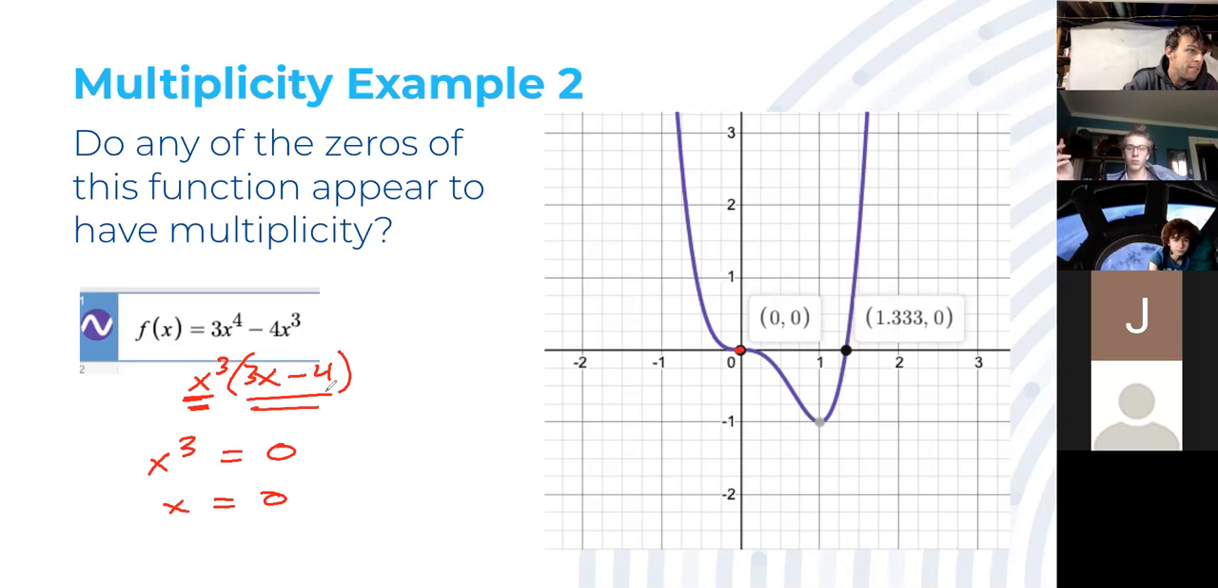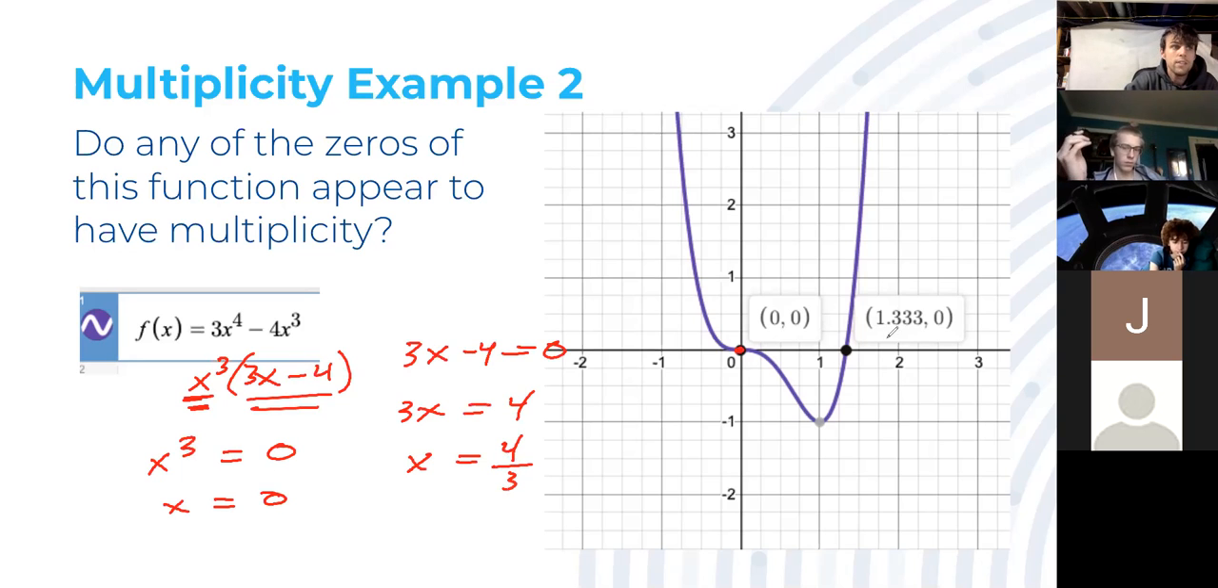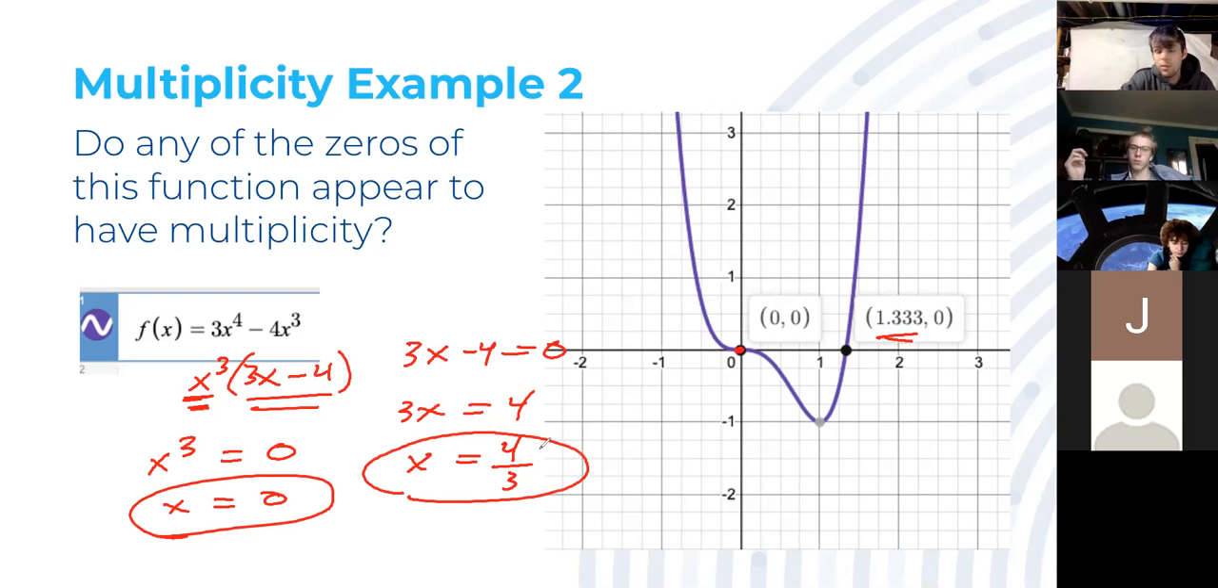And this one would only have a multiplicity of 1, which would give us this 0. Add 4 to both sides. Divide by 3. 4 over 3 is 1.3 repeating. So we can see our two zeros pretty easily by factoring, because this one wasn't too complicated. But yeah, this one does have an odd multiplicity, and actually specifically a multiplicity of 3. So checking out the graph gives us some idea of what kind of factoring we might end up looking to do.